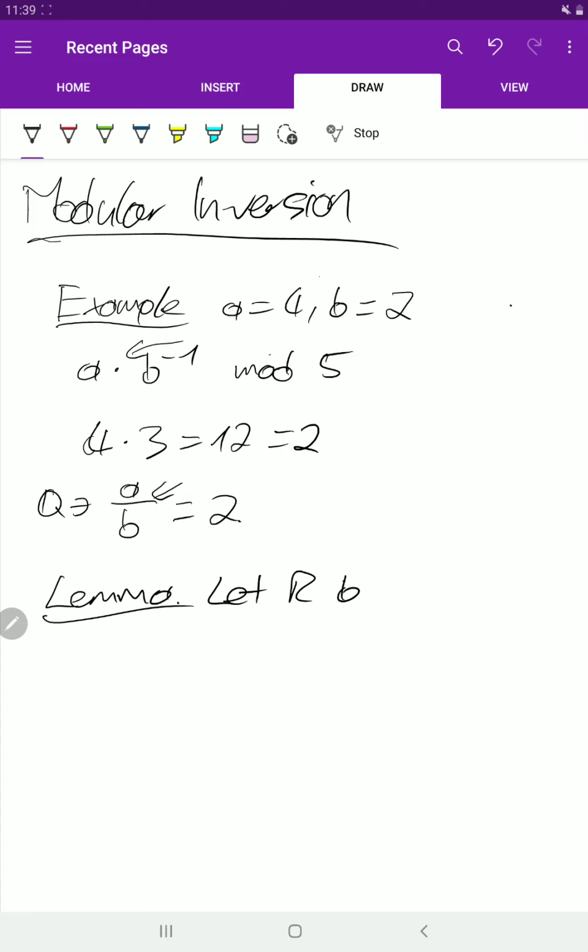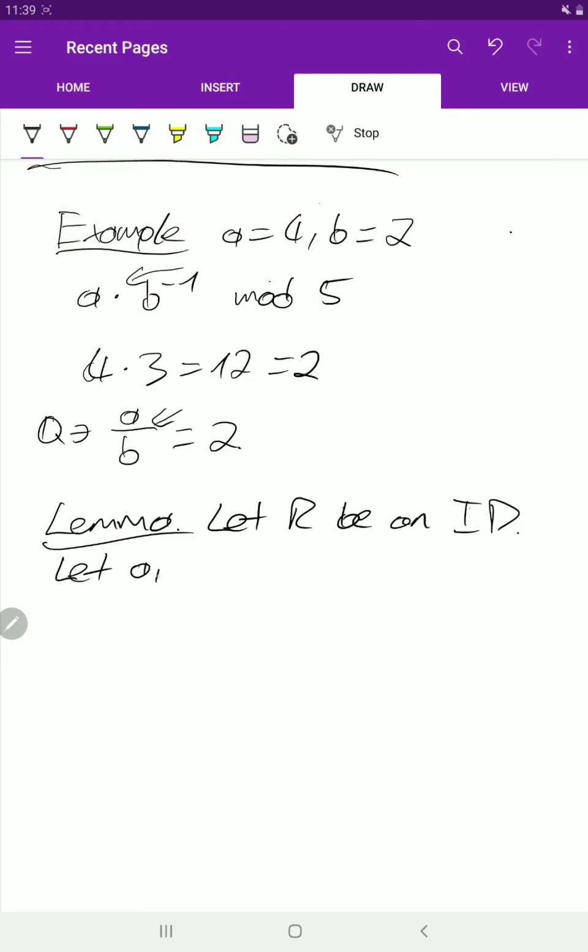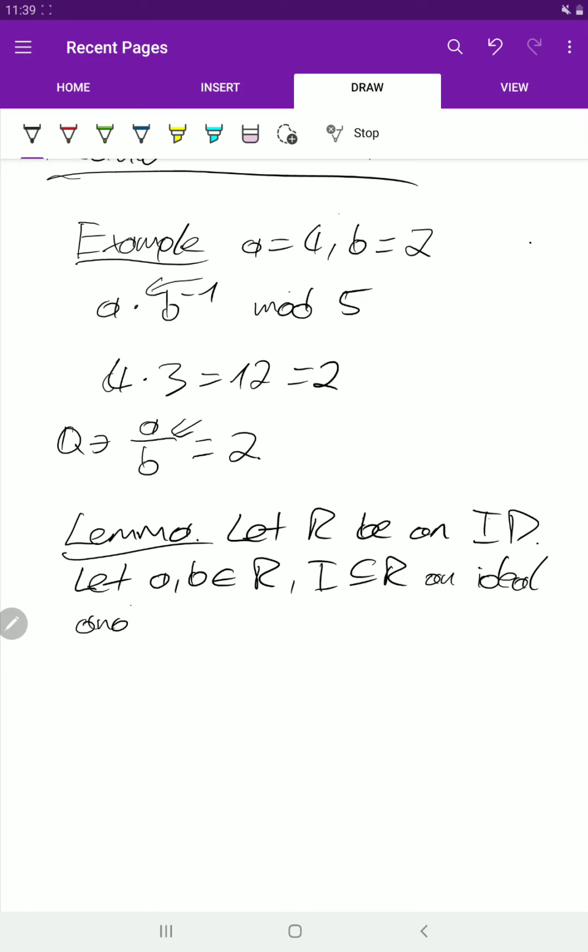So let's state it as a lemma. Let R be an integral domain, and we assume that A and B are elements in R, I in R is an ideal, and B is invertible in R modulo I. So also note that here, because we took 5, our ideal would be just the ideal generated by 5, and then we would have the integers modulo 5, that's a field, so of course 2 is invertible, and we already also know the inverse, namely 3.